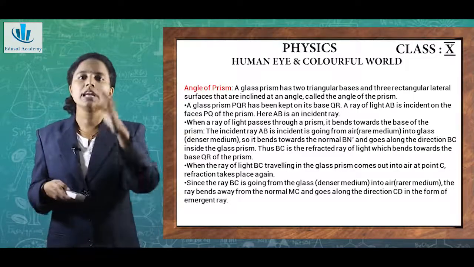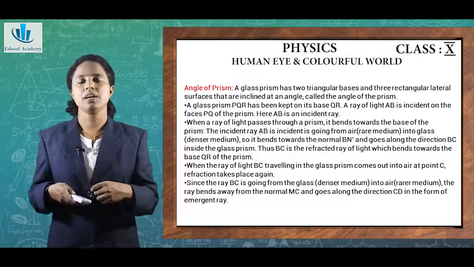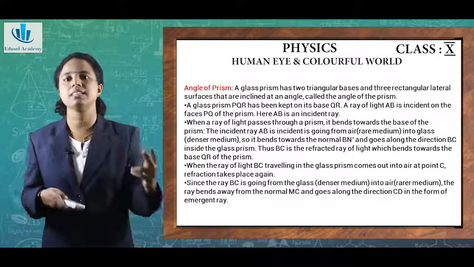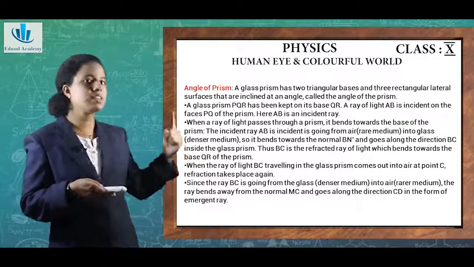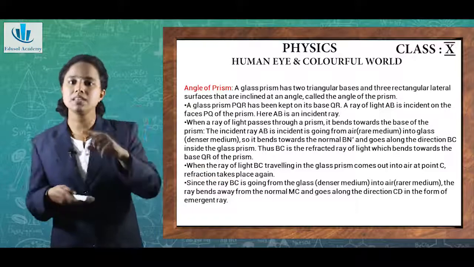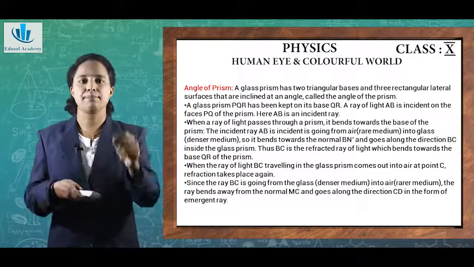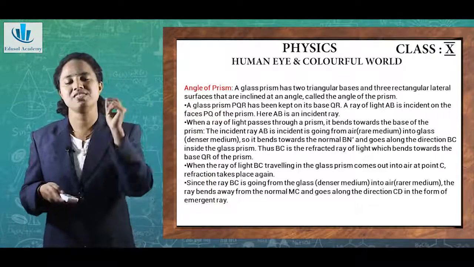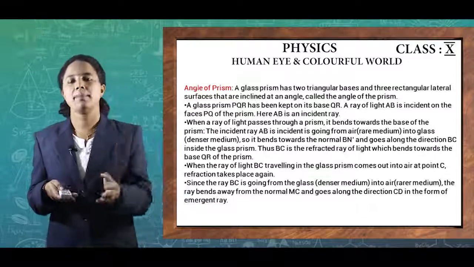When the ray of light BC travelling in the glass prism comes out into air at point C, refraction takes place again, that is the second bending takes place. Since the ray BC is going from glass to air, that is from a denser medium to a rarer medium, it bends away from the normal MC and goes along the direction CD in the form of the emergent ray. So, there is the incident ray, the refracted ray, as well as the emergent ray.